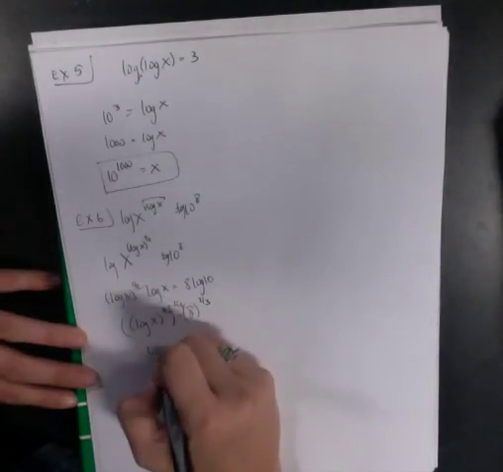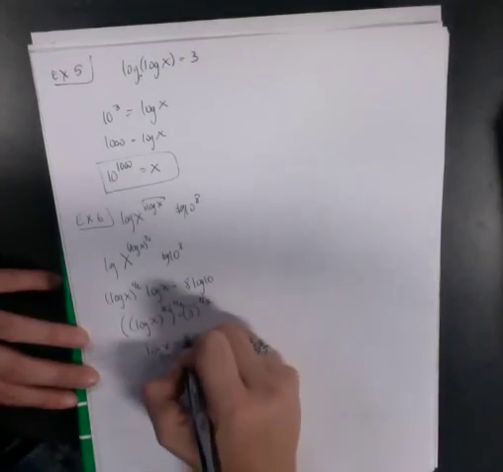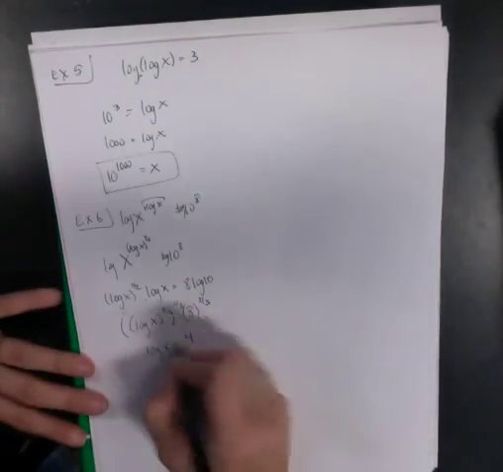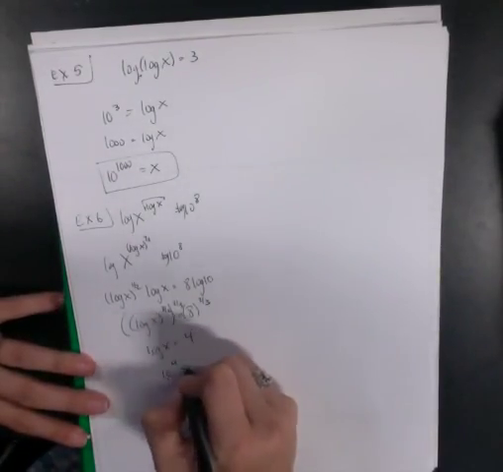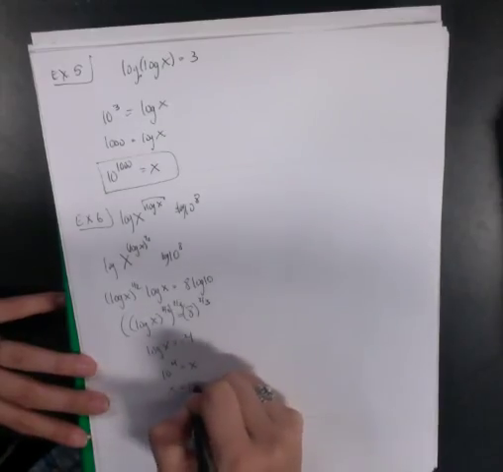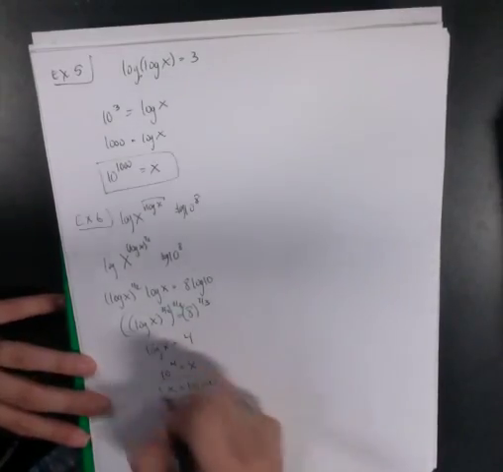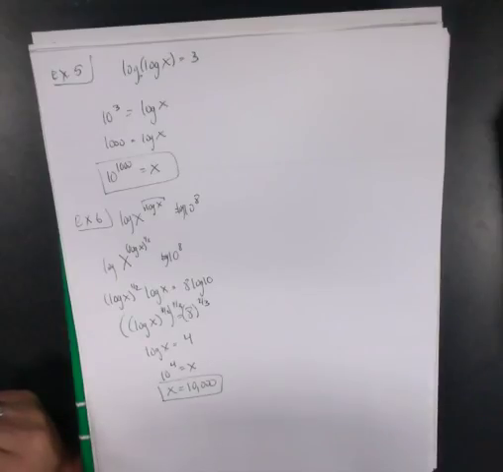So I get the log of x equals 8 to the 2/3. We should know that by now is 4. Rewrite this in exponential. 10 to the 4 equals x. So x is 10,000. Okay?